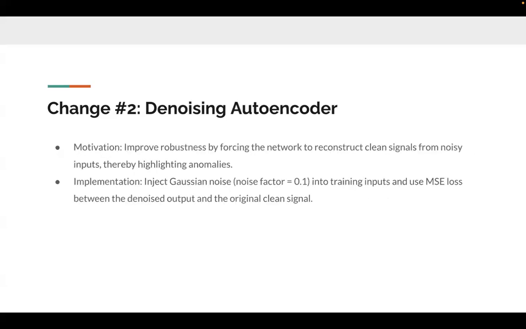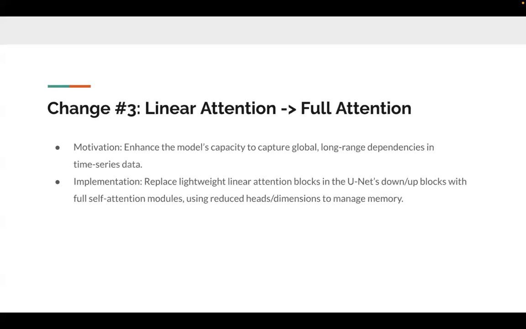So then I scrapped that idea and decided to do the opposite and try to add more noise to improve. The motivation behind that was to improve robustness by forcing the network to reconstruct clean signals from noisy inputs, thereby making it easier to highlight anomalies. I did this by injecting Gaussian noise with a noise factor of 0.1 into training inputs and used mean squared error loss between the denoised output and the original clean signal.